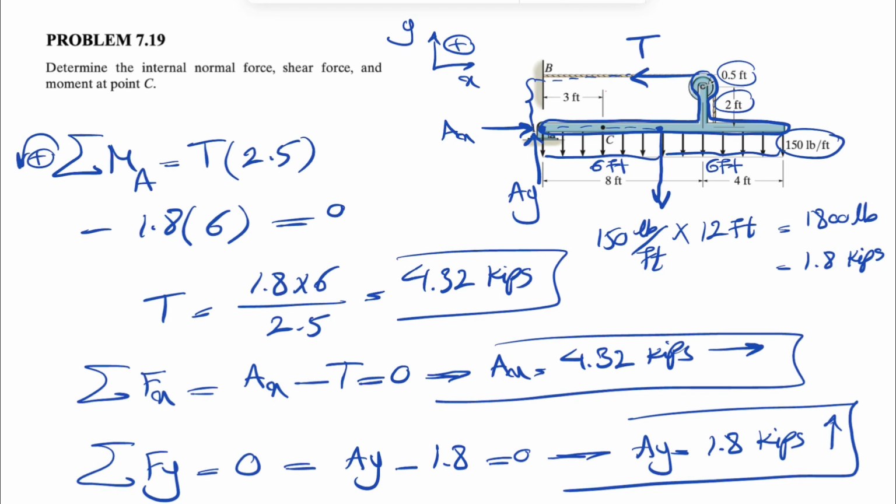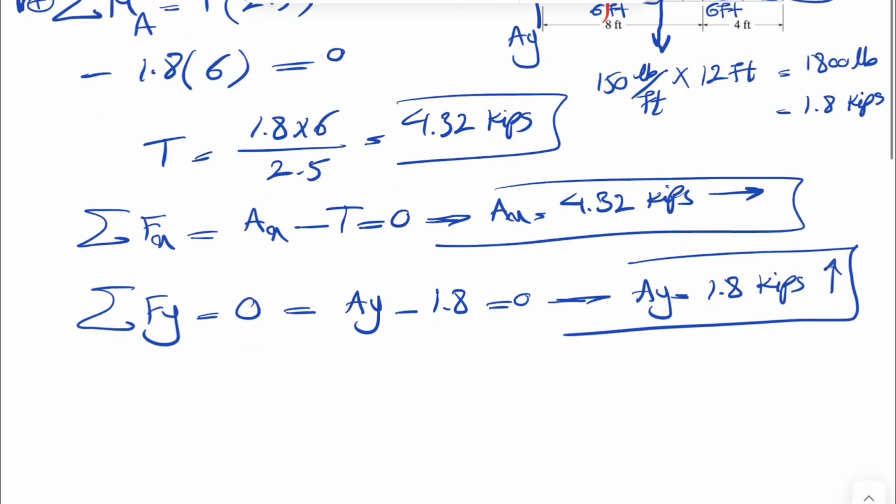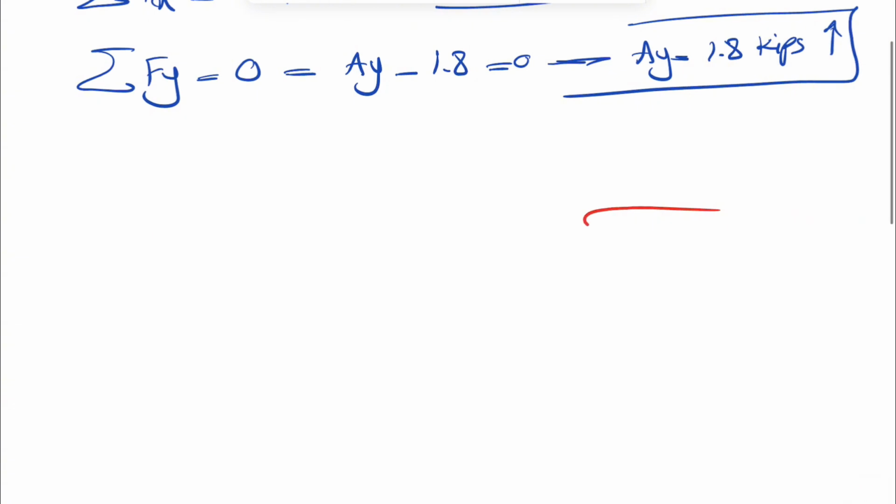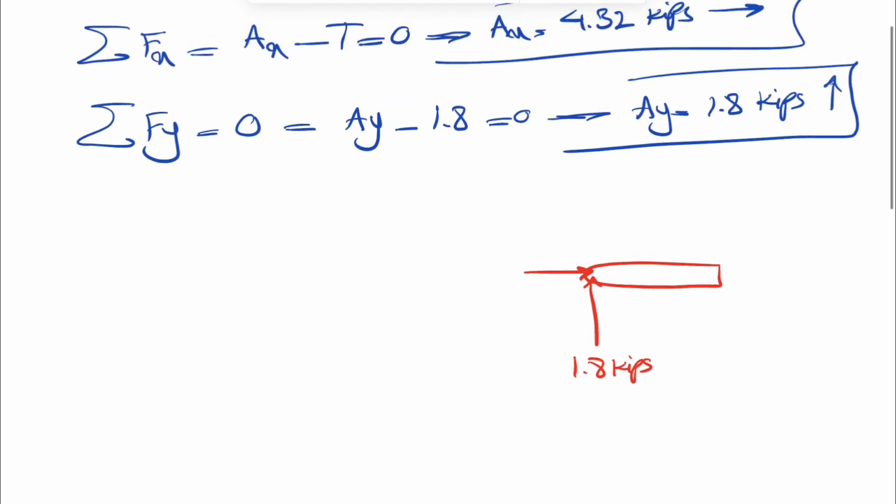Okay, now that we have the reaction at point A, we're just going to do our section, and we're going to consider this part. Let's draw the free body diagram for it. We found our AX and AY: 1.8 kips for Y, and our X was 4.32. And we're going to consider normal force, let's call it NC, shearing force VC, and a bending moment MC.